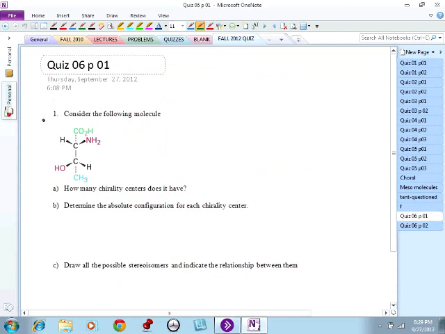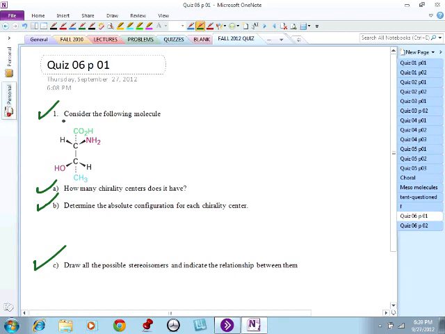Nineteen, go ahead and read this question first. Consider the following molecule. How many chirality centers does it have? Determine the absolute configuration for each chirality center. And then draw all the possible stereoisomers and indicate the relationship between them. Okay, very good, and thank you.